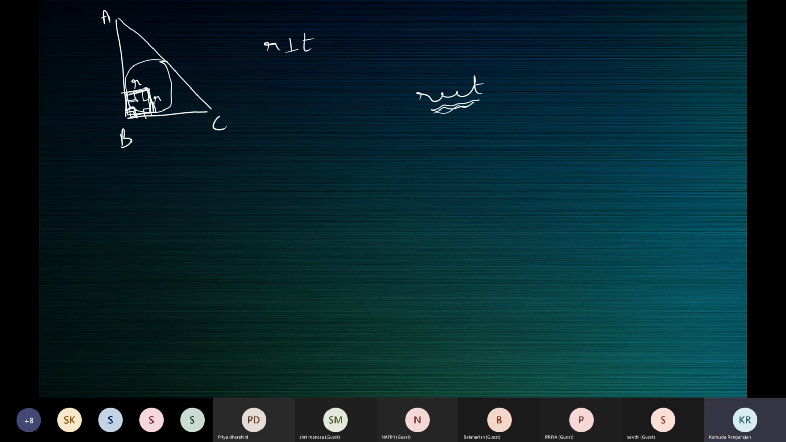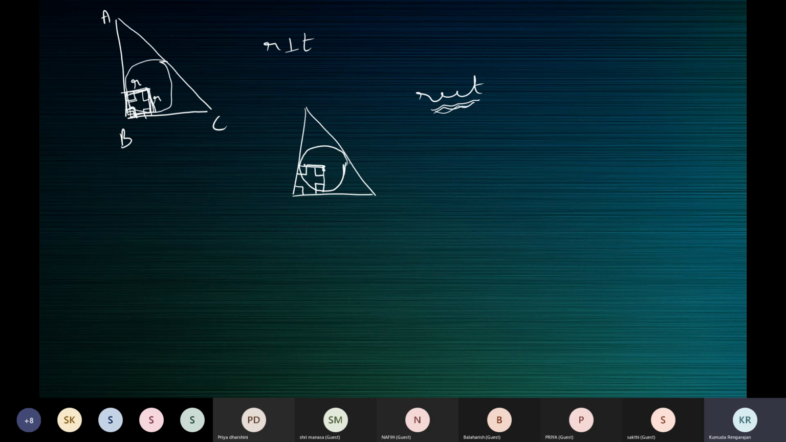This is 90 degrees, radius perpendicular to tangent. This is 90 for the same reason, radius and tangent perpendicular to each other. This is 90 because it's a right triangle, it's given to us. So this fourth angle also will be 90 degrees. So now this quadrilateral is a rectangle.